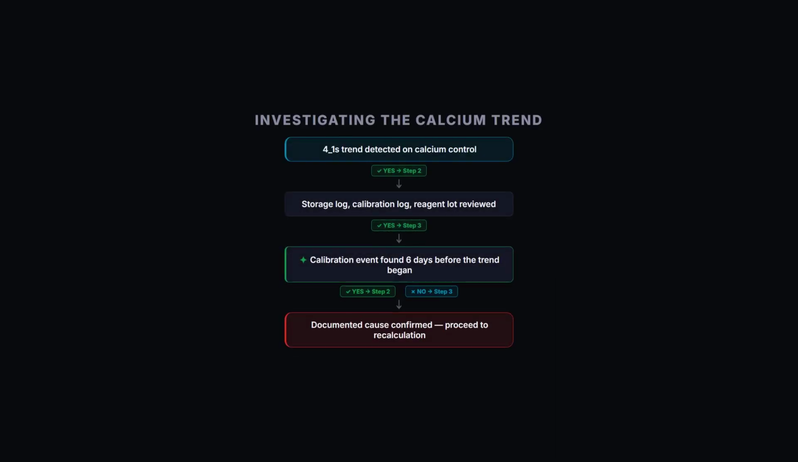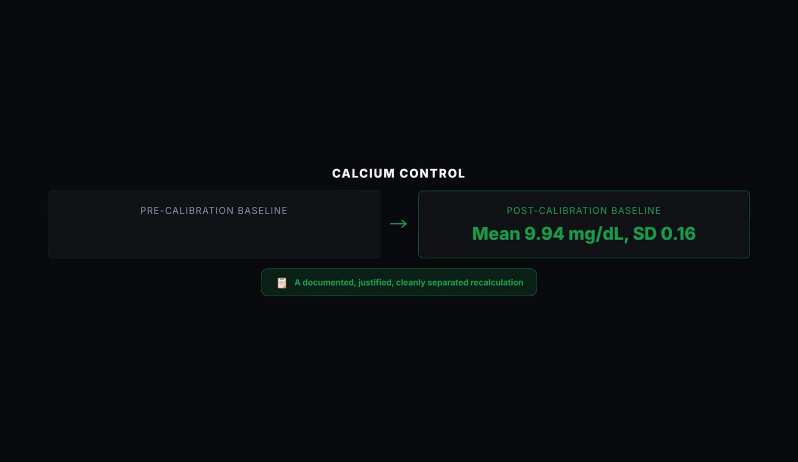The control materials storage log shows no issues, but the maintenance log reveals a probe calibration was performed 6 days before the first elevated point. A documented, dated, plausible cause that lines up cleanly with when the trend actually started. With a documented cause in hand, the lab collects 20 fresh data points after the calibration event, not blending them with the pre-calibration data, and calculates a new post-calibration baseline. Mean 9.94 milligrams per dL, SD 0.16, formally replacing the prior working target with full documentation attached.